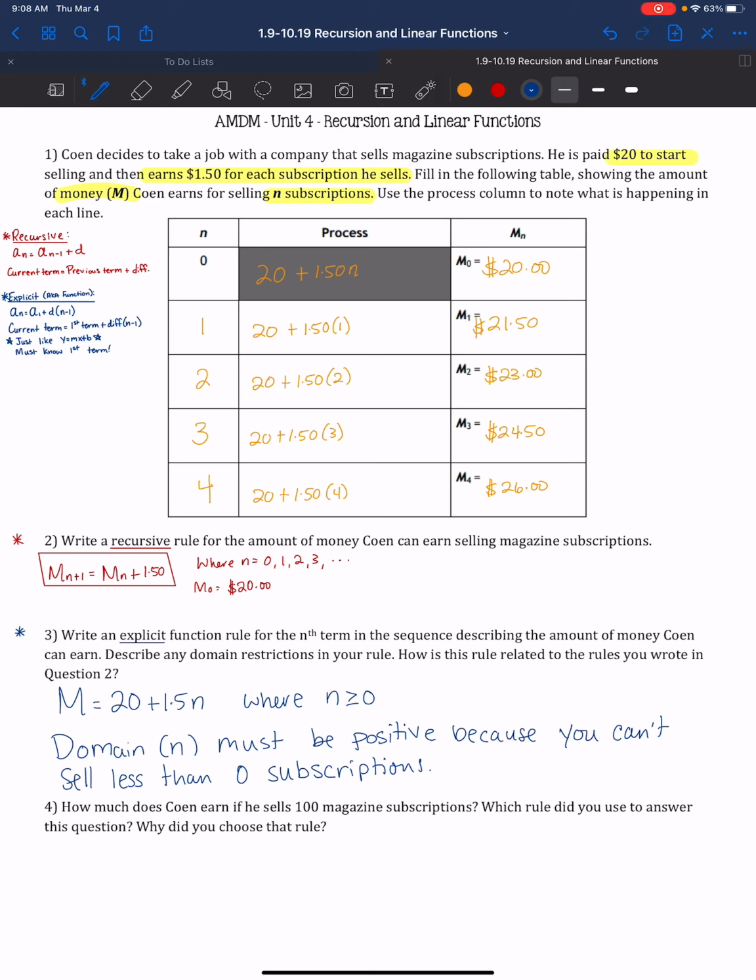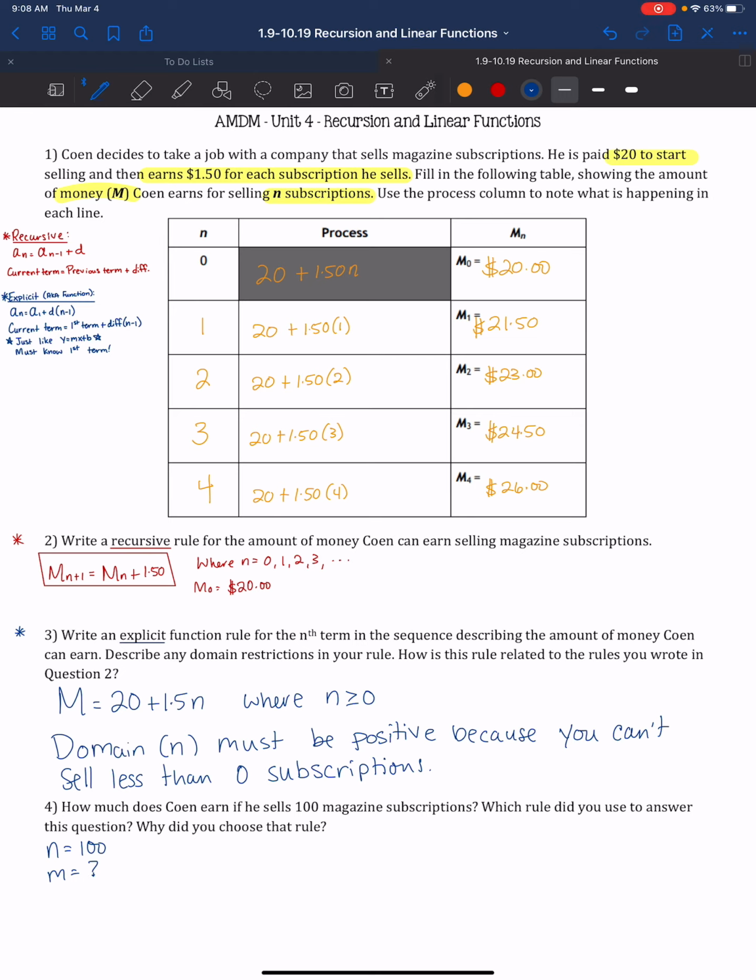Now, for number 4, it says, how much does Cohen earn if he sells 100 magazine subscriptions? Which rule did you use to answer this question, and why did you choose that rule? So we know that of the two variables, N and M, we know he sells 100 subscriptions, right? But we don't know how much money he earns. That's what we're trying to find.